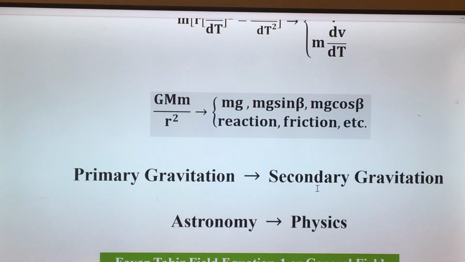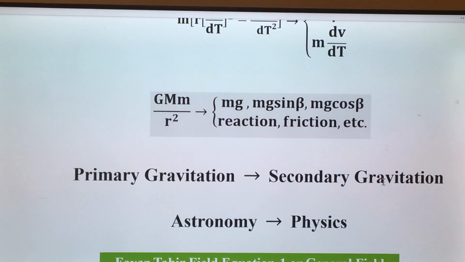Guys, perturbation theory is not secondary gravitation. Perturbation theory is the same as primary gravitation. Why? Because in perturbation theory, Venus, Jupiter, Saturn, Uranus, Neptune, Pluto don't touch Mercury. Similarly, in binary star systems, one star does not touch the other star. So perturbation theory is included in primary gravitation. It should not be included in secondary gravitation. It's false to call perturbation theory secondary gravitation.